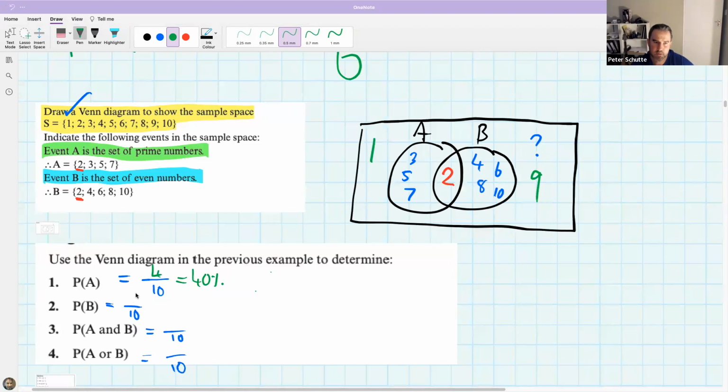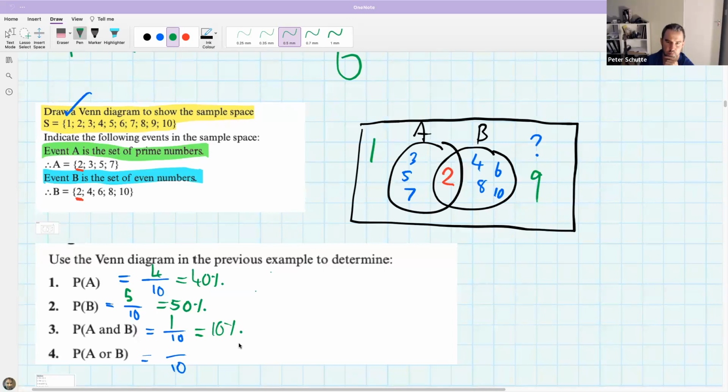What about B? Oh, well, B's got 5. So that would be 50%, or half is another way. Now, how many items are in both A and B? Well, there's only the two, so there must be a 1 in 10 chance or a 10% chance. I mean, basically, that I choose a number that is both a prime number and an even number.